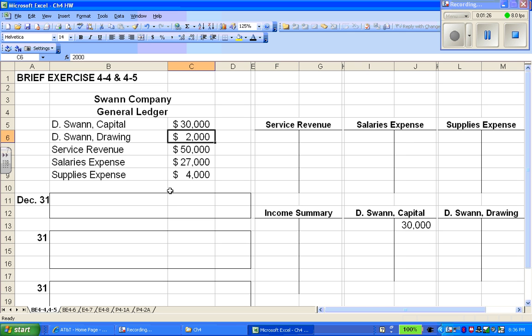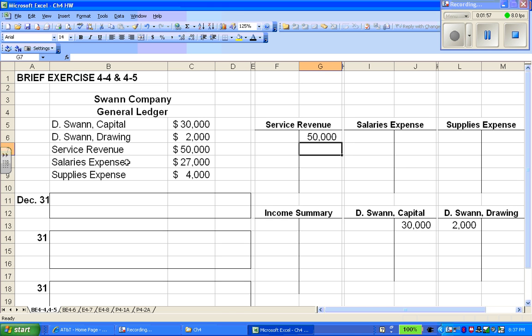For the drawing account, drawing accounts have debit balances, and so I have a debit balance of 2,000 that I'll put over here on the left-hand side of this account. Let's see, we have service revenue of 50,000. Service revenue, any type of revenue account normally has a credit balance. So I'm going to assume these all have normal balances unless they tell me otherwise. And you want to assume that with all problems.